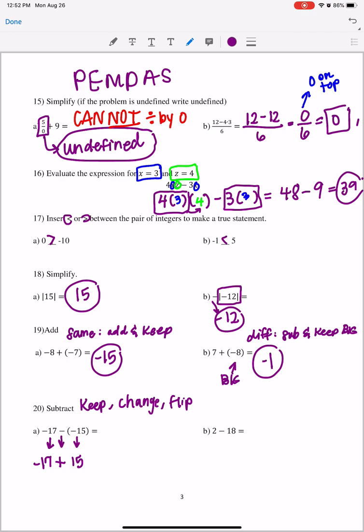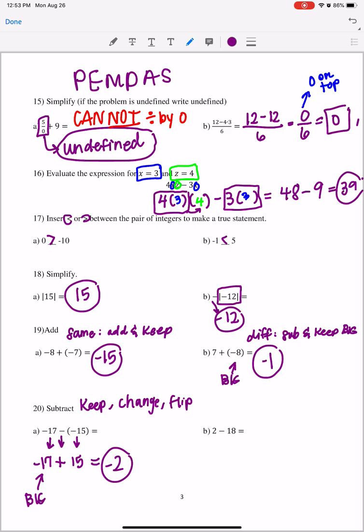Now follow your addition rules. So now I've got different signs. So we're going to subtract and keep the sign of the bigger. So 17 minus 15 is 2. And then my bigger number is the 17, so it's going to stay negative.